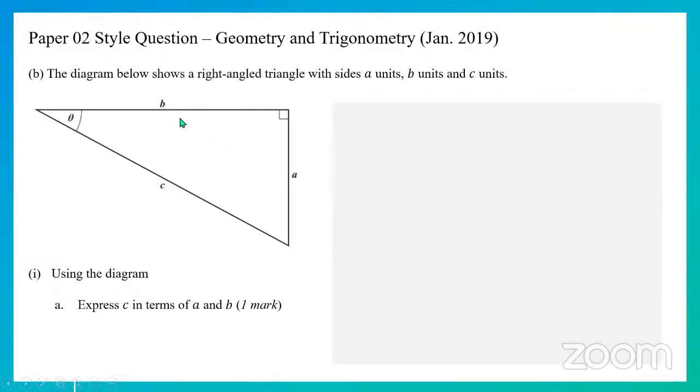So the first thing that you want to think about is what knowledge this is asking for you to put into practice. This is a right angle triangle. So things that are true about right angle triangles are Pythagoras' Theorem, and your trig ratios as well. So this here is relating to Pythagoras' Theorem.